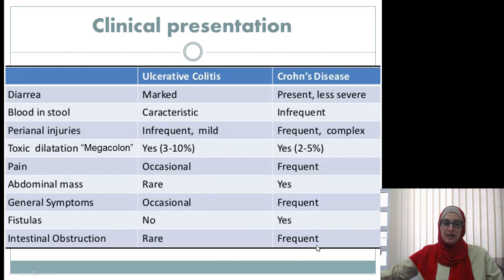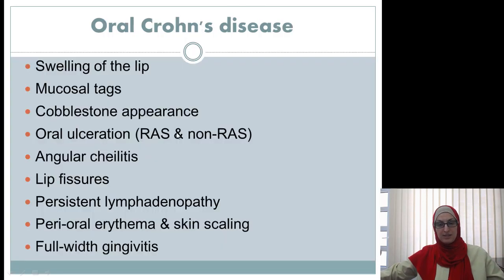Fistulae and obstructions are common in Crohn's disease, but rare in ulcerative colitis. Fistulae occur because of the fissuring, and obstructions because of the thickening. This is not present in ulcerative colitis. What we have in ulcerative colitis is excessive ulceration that will lead to bleeding and diarrhea. So clinically, they look different. They are presented differently.